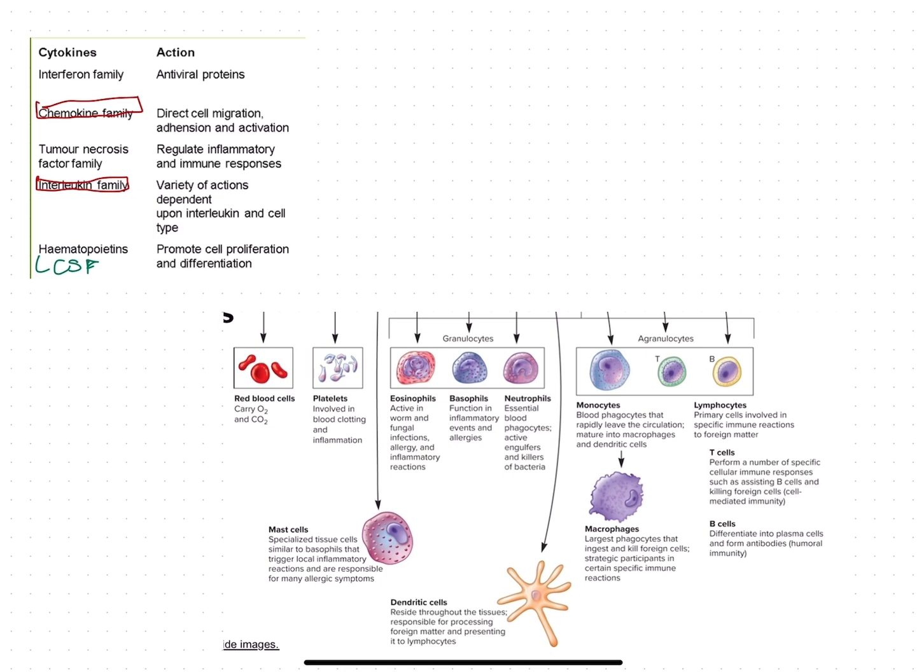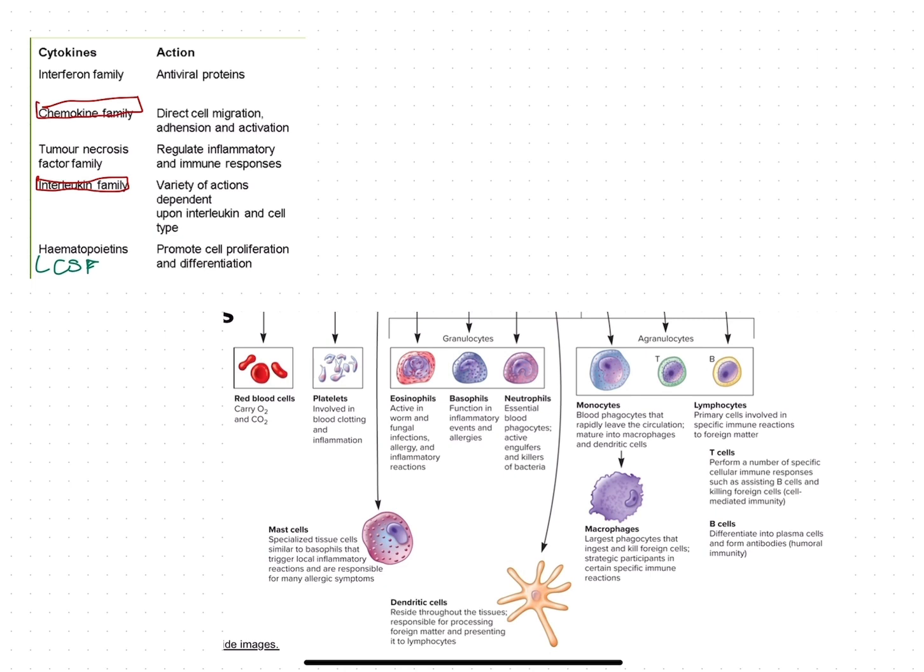Interleukins are just how leukocytes interact with one another. So when we talk about T cells activating B cells and activating cytotoxic T cells into differentiating, that happens through interleukins. So those are the main 2 that I would focus on.